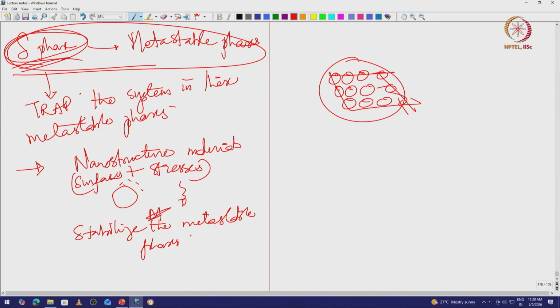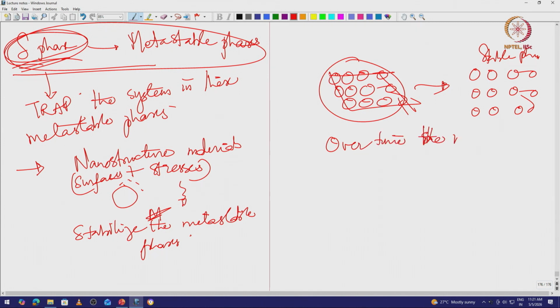Now it has to come back to some other stable phase, and that stable phase is somewhat like this. Let us say this is the stable phase. Somehow over time this should unshear itself. There is some shear that the surface is stabilizing. Over time the material should unshear itself to go to a stable phase, a globally stable phase.